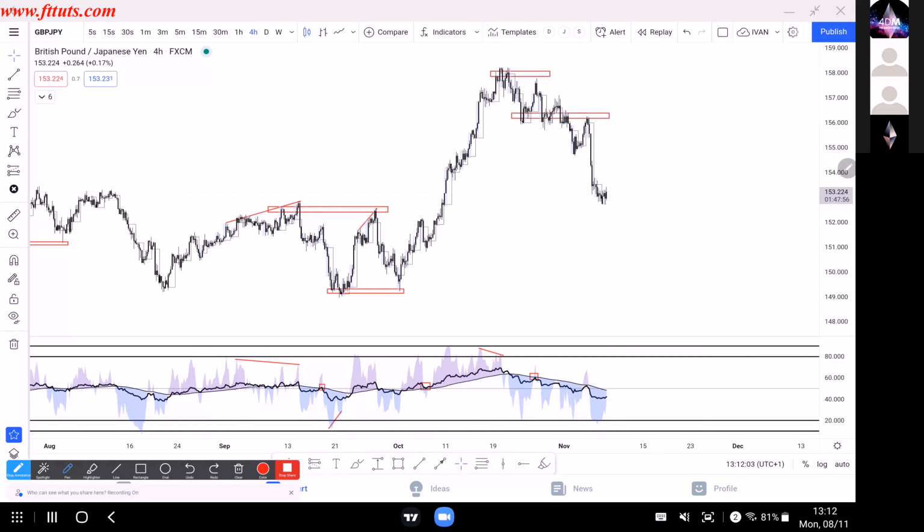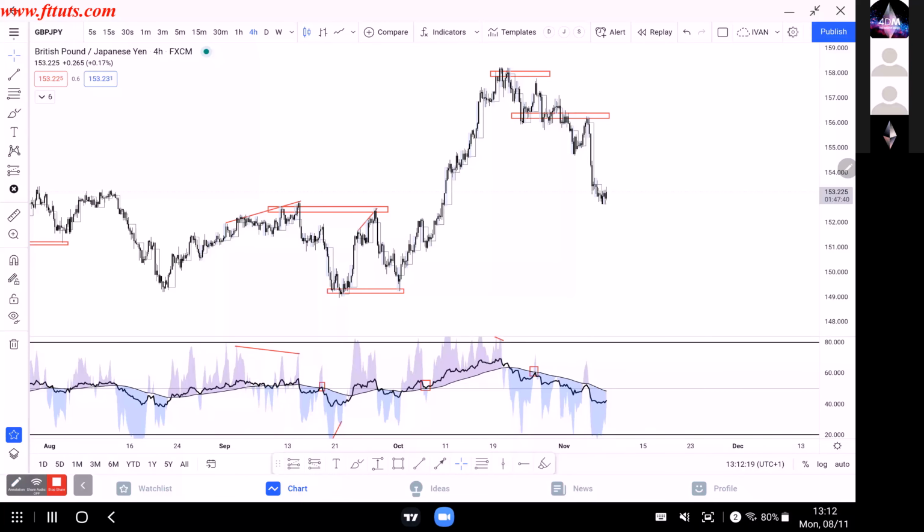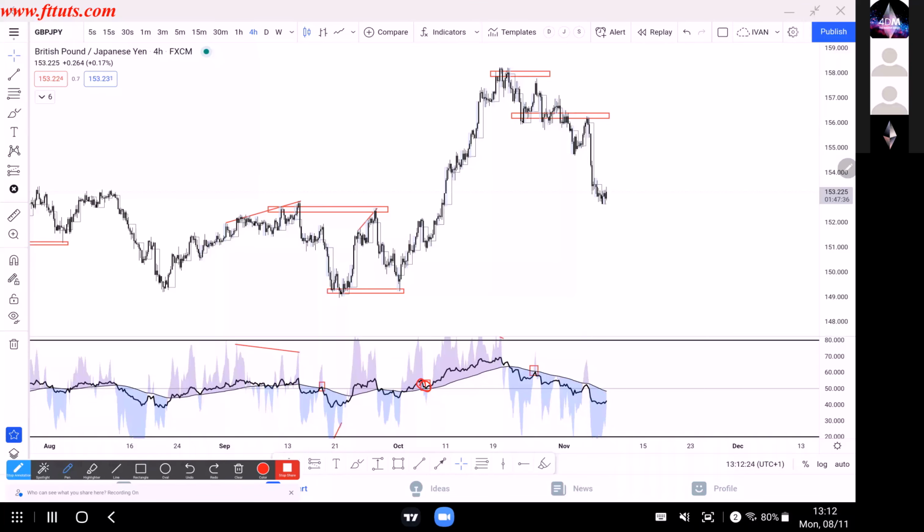Another entry opportunity would be in these areas around here, and around here, even around this area here. These are all good opportunities to look for entry. I'll mark it like this so you can see it much easier. So a beautiful buy entry would be somewhere around these areas.